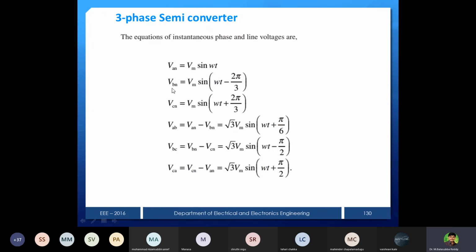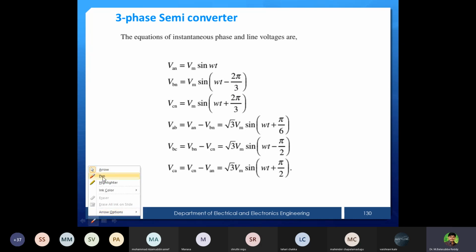And this is the A supply, the 3-phase supply. You can write Vm sin omega t, Vm sin omega t minus 120, and then plus 120. And VAB, how will you get it? VAN minus VBN, where AN is Vm sin omega t and BN is sin omega t minus 120. Using the sin A minus sin B form, you expand and simplify, and you will get this. This is the VAB value.